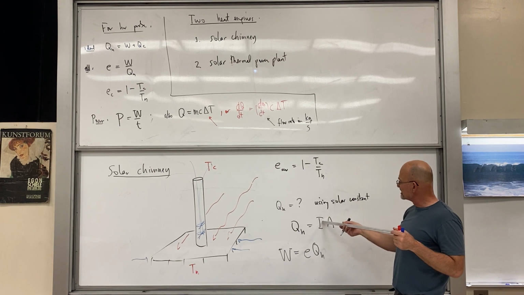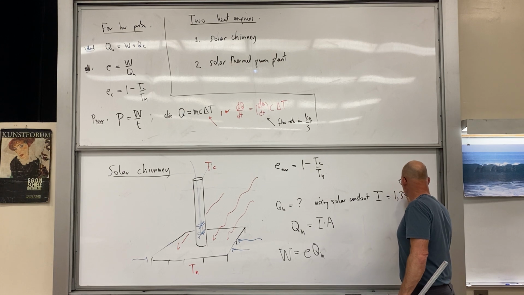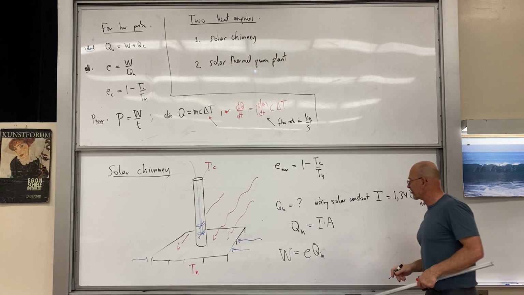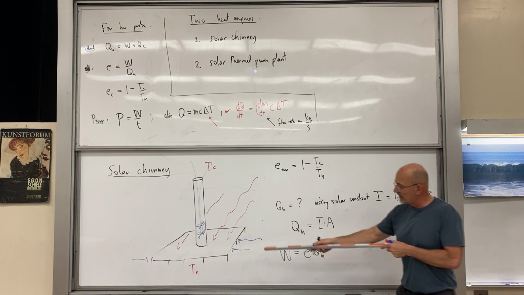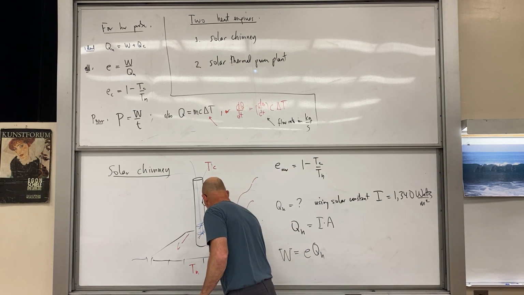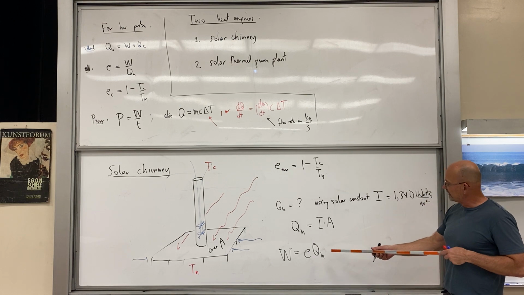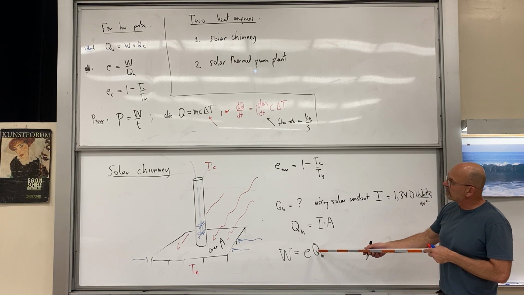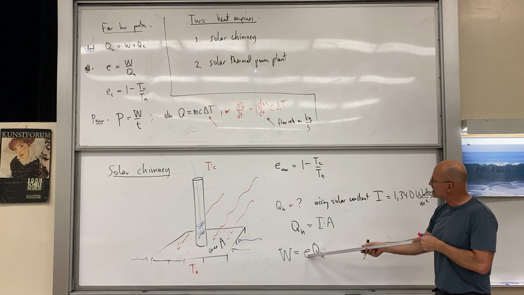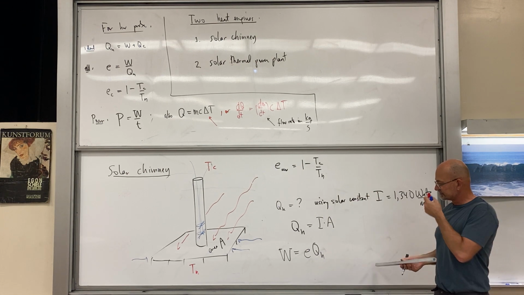So your QH is the solar constant. Let's go ahead and write it out: 1,340 watts per square meter. A is just the area here, okay? So I'll just write area A right here, that big square. And this is just the definition of efficiency, so I just solve for work. But of course, the efficiency maximum is the Carnot efficiency right here.